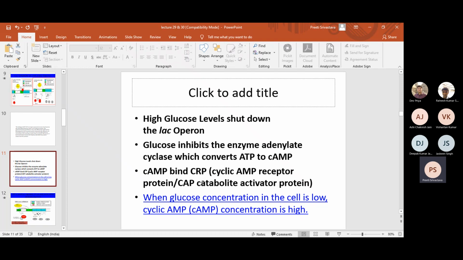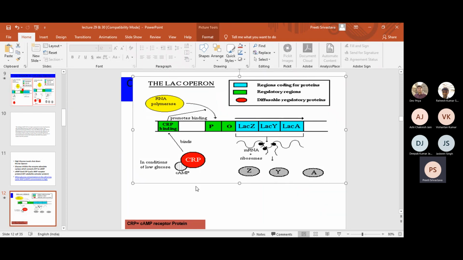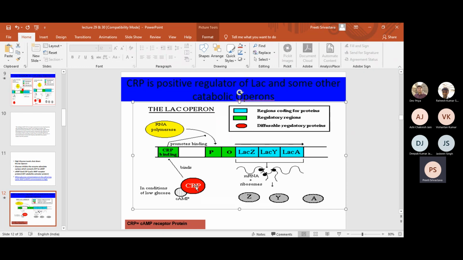So when glucose concentration in the cell is low, then cyclic AMP concentration is high, and when cyclic AMP concentration is high, then it can bind to CRP, and then it will make a functional CRP, and then it will activate the operon. Therefore CRP or CAP is a positive regulator of the lac operon, and cyclic AMP receptor protein, CRP or CAP, is actually a global regulator.